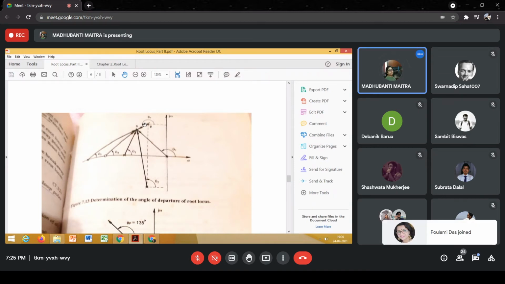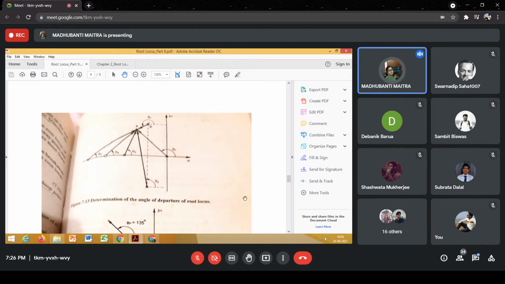So, with which angle the root branch will depart from one complex open loop pole. If you can find out the angle of departure for this open loop pole, you don't have to compute the angle of departure for this conjugate open loop pole, because of the property of symmetry, you can very easily find out the direction along which the root branch will depart from this conjugate open loop pole.